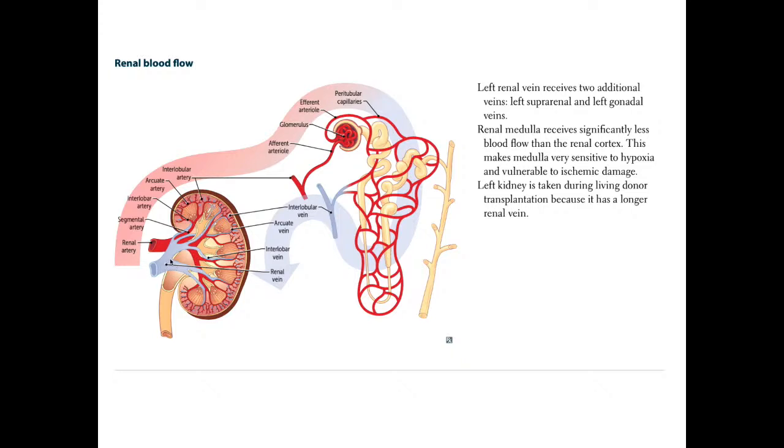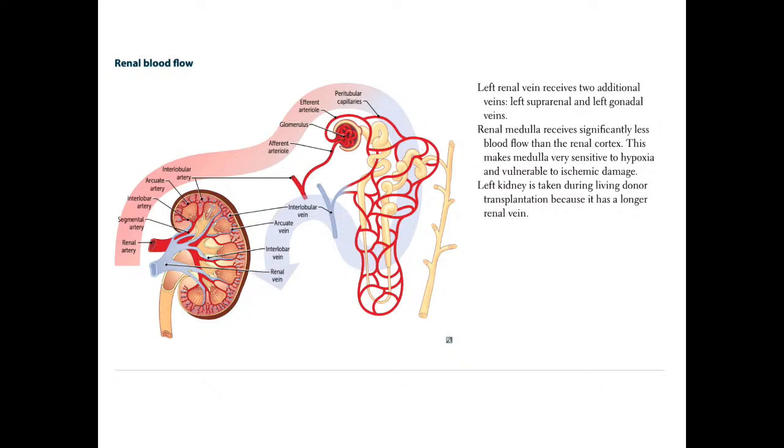We have the renal vein and renal artery. So we have the renal arteries, then comes the segmental artery, then the interlobar arteries, arcuate arteries, then interlobular arteries. Here come the afferent arteriole, glomerulus, efferent arteriole, and peritubular capillaries. They all gather into the interlobular vein, then arcuate vein, interlobar vein, and renal vein. This is the blood supply of the kidneys once again.